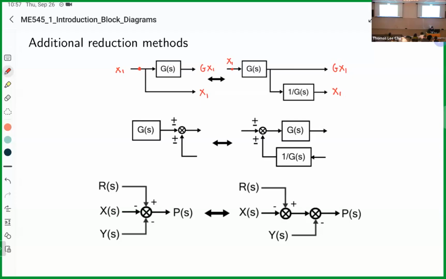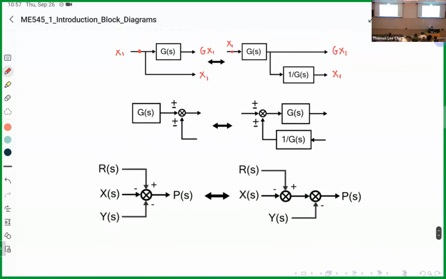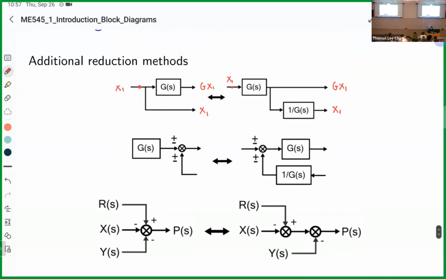So basically, if you move this block back, but the block doesn't exist here, you have to divide that signal by that block. So that's like pushing a block behind a pickoff point. Likewise, if you push a block past a summing junction, then you have to do something similar. Oh, for this one? Yeah, I can explain that again.